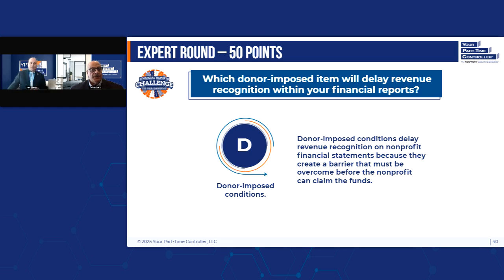If you recall from the decision tree that we saw earlier, if there is a donor-imposed condition with the donor's right of return, if that condition is not met, revenue cannot be recognized at that time. Rather, the revenue will be recognized only when the condition is met. Donor-imposed conditions are most commonly found in cost reimbursement grants and matching grants.